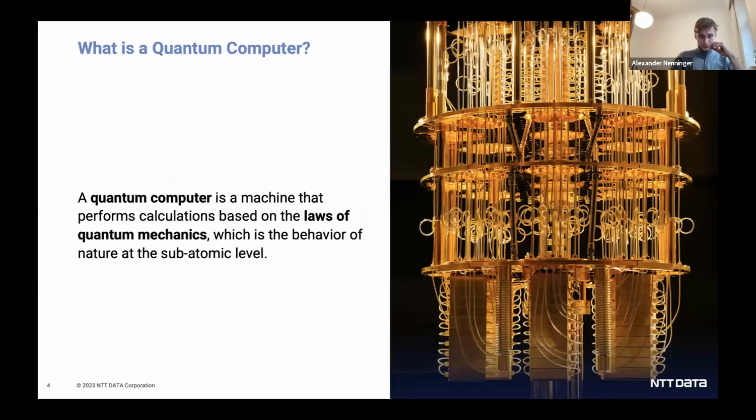And basically, that's where the idea of quantum computers comes in. A quantum computer is basically a machine that performs calculations based on the laws of quantum mechanics, which describe the behavior of nature on very small scales, so subatomic level, electrons. That's it. So basically, a quantum computer does an experiment, and you measure the experiment, and then you infer some information. You let this experiment do some computation for you, depending on how you set it up.